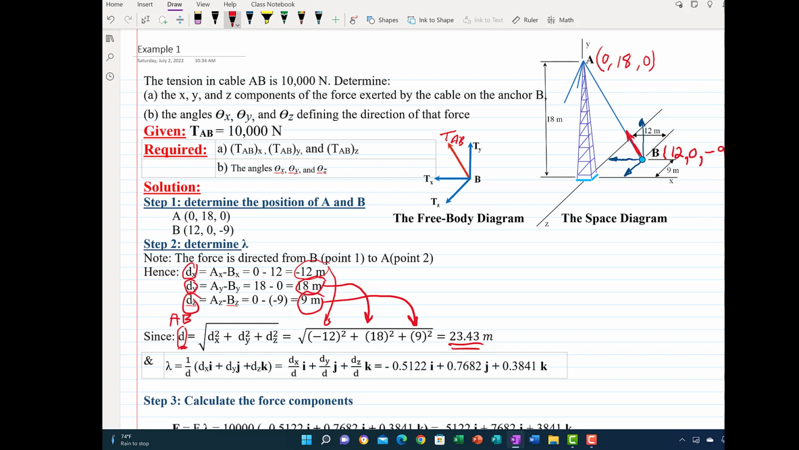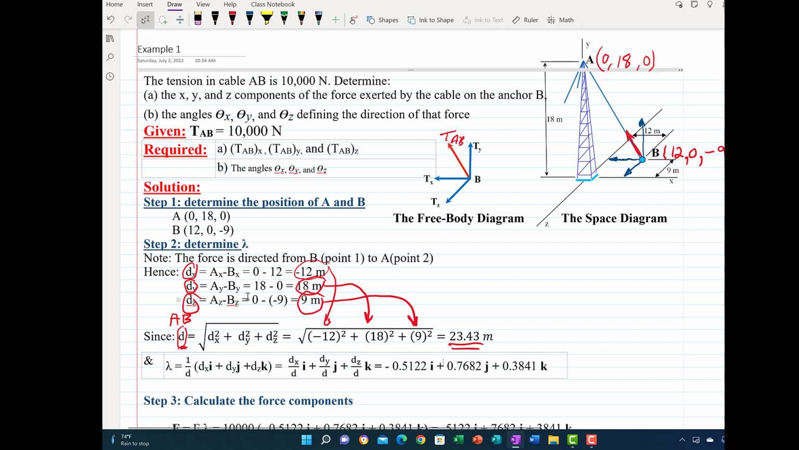So now let's do the lambda. The equation is 1 over d multiplied by the vector dx i plus dy j plus dz k. This is a vector based on the dimensions, but I normalize it by dividing by the total distance to make it the cosine values. This way I got dx over the total distance d, dy over d, dz over d.